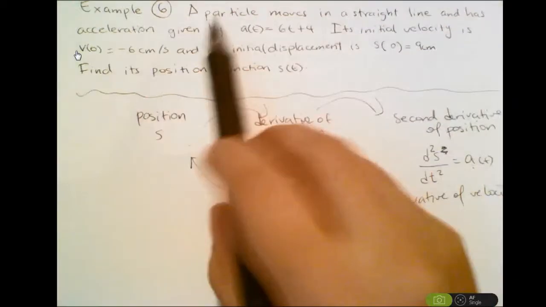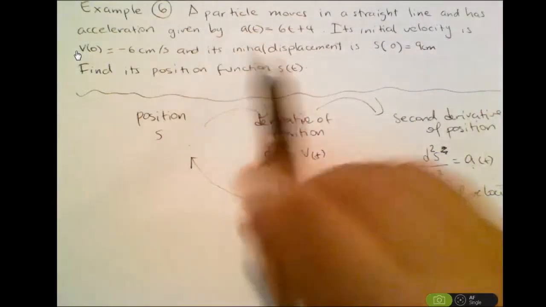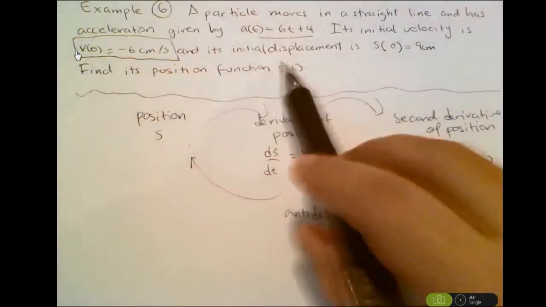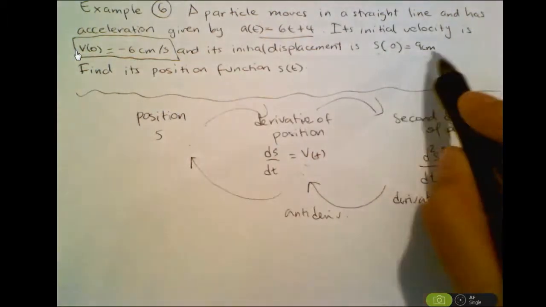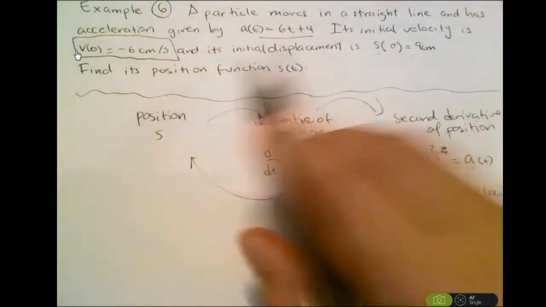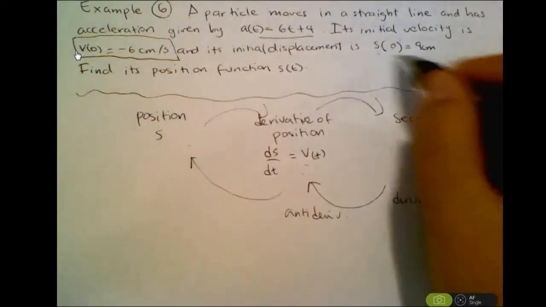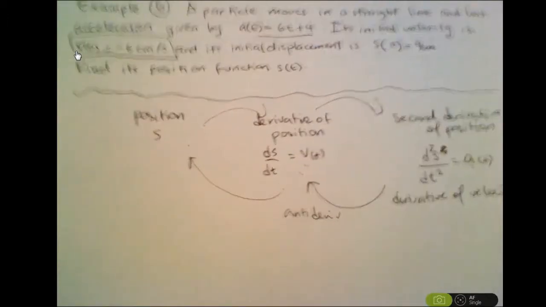And so let's read the problem. It says a particle moves in a straight line and has acceleration given by this formula. Its initial velocity is -6 centimeters per second, and the initial displacement, which means the position at time 0, is 9 centimeters. Find the position function. Find the position for any time t. You know when t is 0, the position is 9, but you have to find the position at any given time.